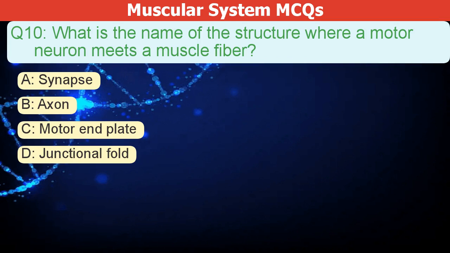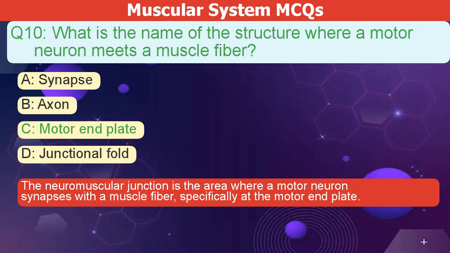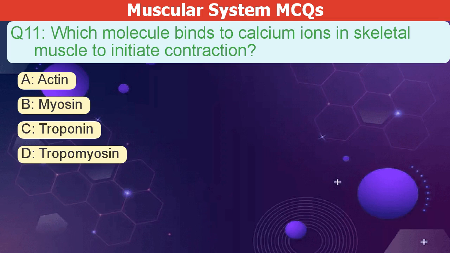What is the name of the structure where a motor neuron meets a muscle fiber? A. Synapse. B. Axon. C. Motor end plate. D. Junctional fold. The correct answer is C. The neuromuscular junction is the area where a motor neuron synapses with a muscle fiber, specifically at the motor end plate.